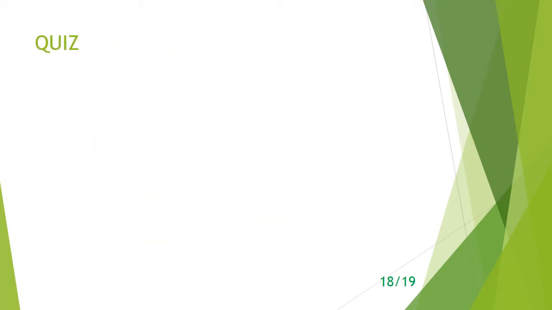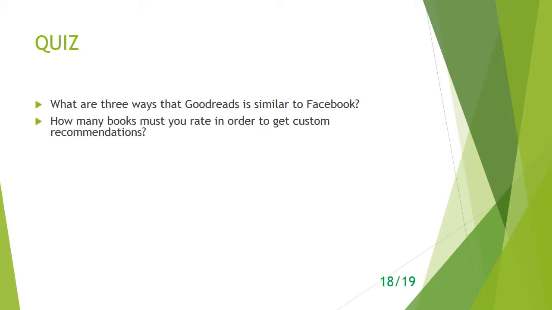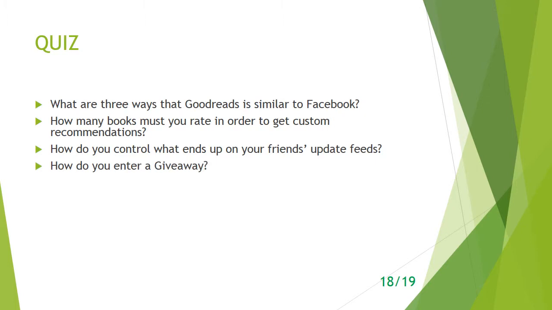So let's take a little quiz to see how we're doing with learning how to set up our account. First question is, what are 3 ways that Goodreads is similar to a Facebook account? The second question is, how many books must you rate in order to get a custom recommendation? How can you control what ends up on your friends' update feeds? And finally, how do you enter a giveaway? Let's see how you did.